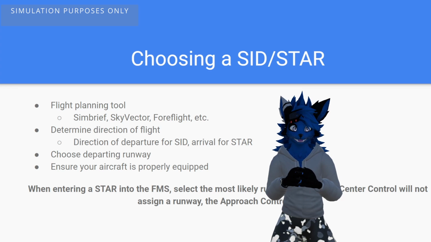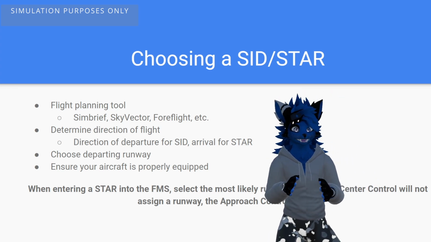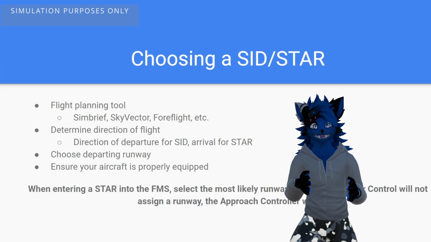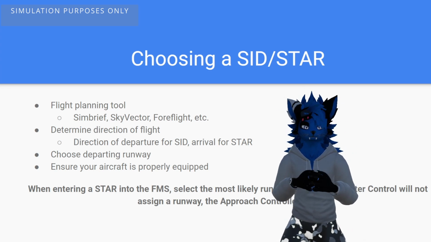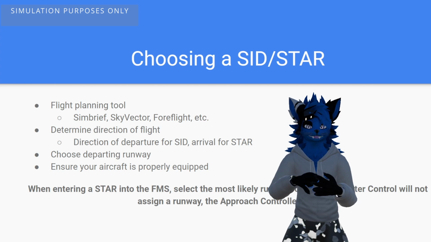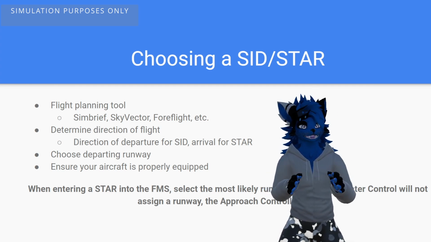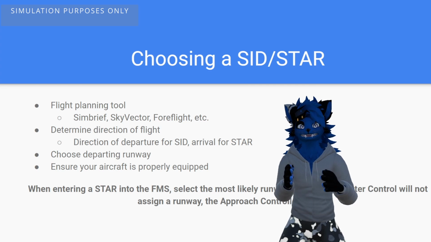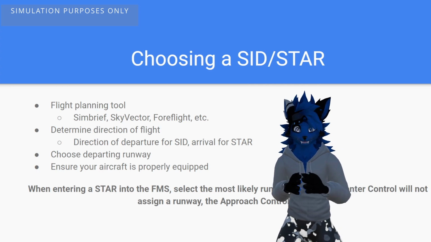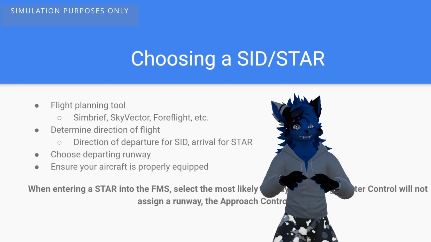When it comes to entering a STAR into an FMS, some pilots get tripped up because there could be multiple runways that the airport is using for their arrival. A really great example of this is Atlanta Airport, where you could either be landing on runway 26 right, 27 left, or 28. And some planes will not allow you to enter the STAR without selecting which runway you're going to be landing on. In those cases, you just want to select the most likely runway that you are going to be using.